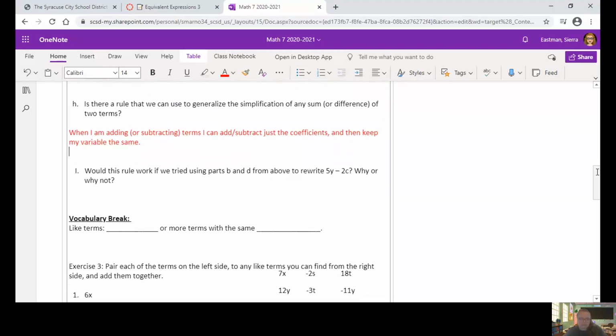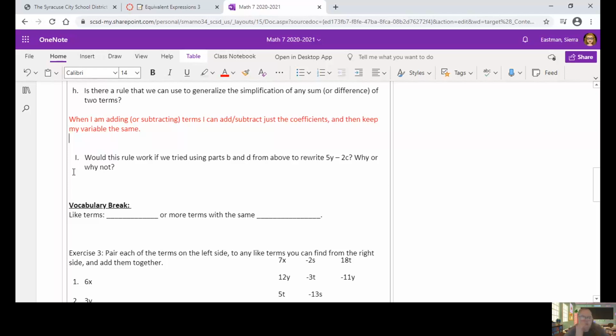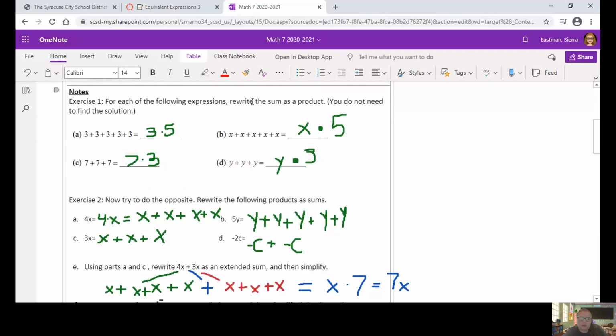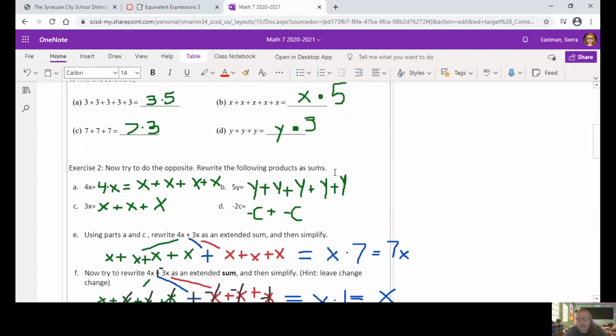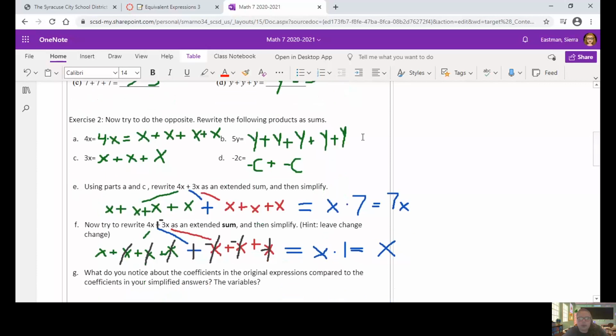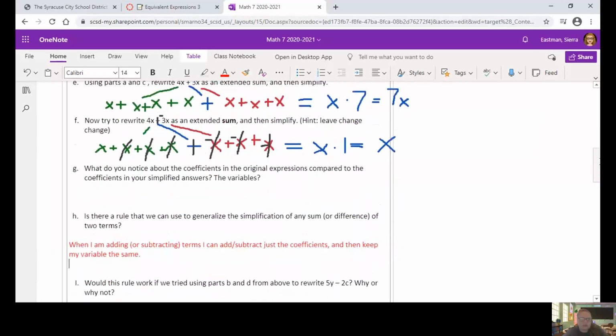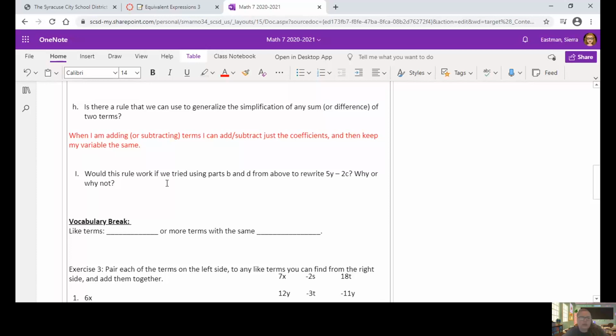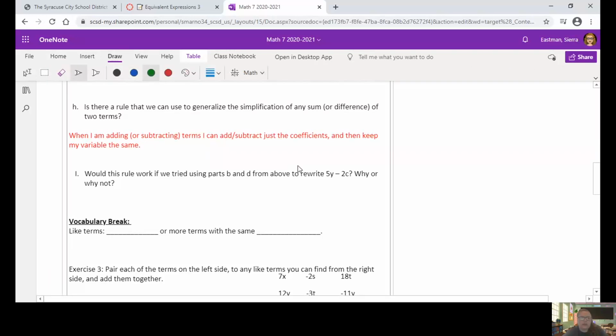Next part that we're going to look at is part I. So still looking at the same exercise here. We're going to be using part B and D now of these exercise 2 questions. Okay, B and D, 5y and a negative 2c. Do we think our rule would work for 5y and that negative 2c? Take just a second, write down yes or no, and then let's do the work together.